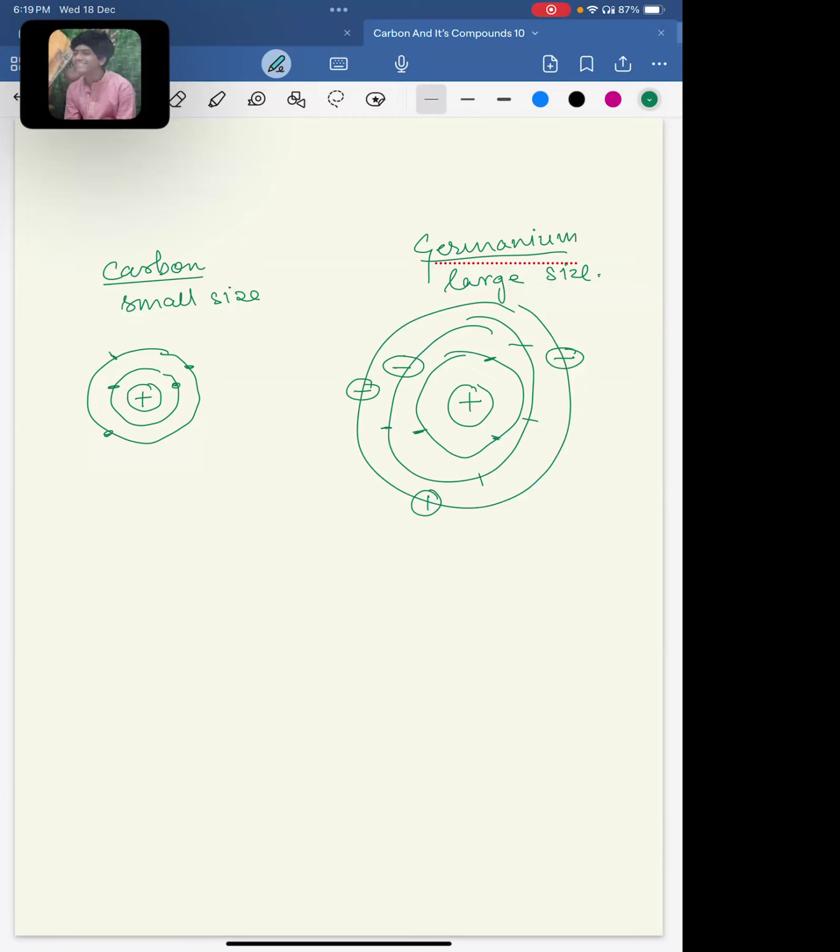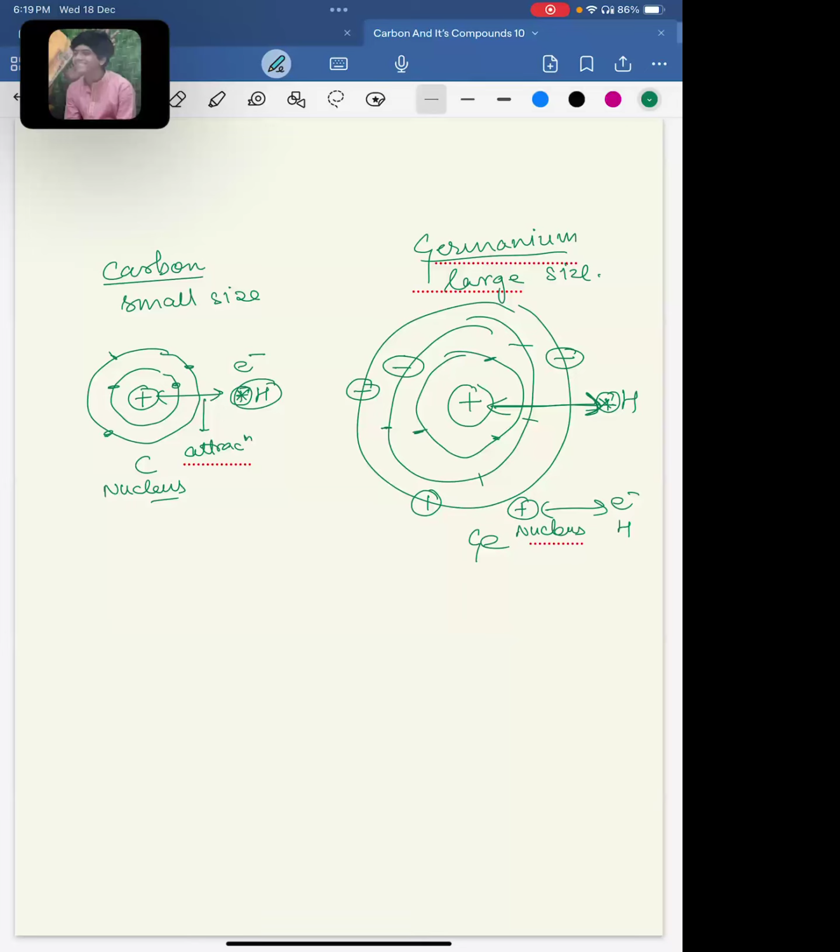Now, for example, hydrogen with its electron pair. This is hydrogen's electrons. It comes near carbon. This is the distance. There will be attraction between the electron of hydrogen and the nucleus of carbon. If hydrogen comes with its electron towards germanium, this is the distance. This is between the positive nucleus of germanium and the electron of hydrogen.